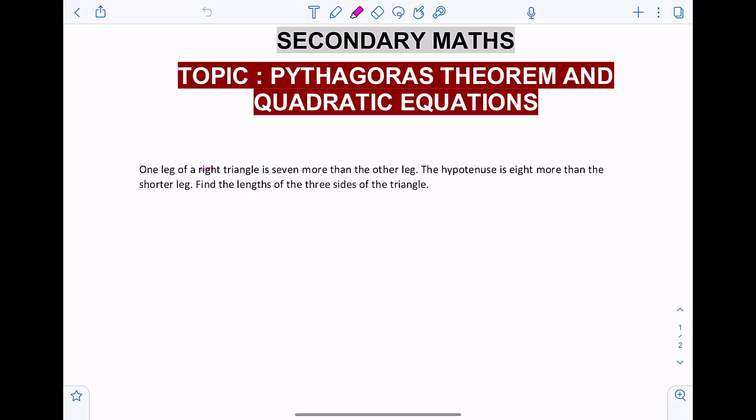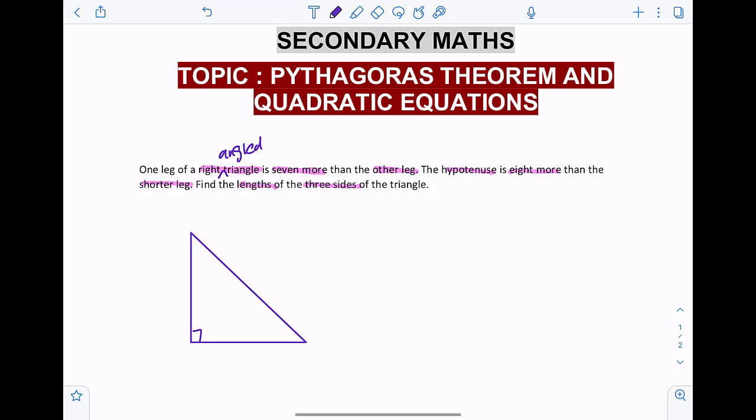One leg of a right angled triangle is 7 more than the other leg. The hypotenuse is 8 more than the shorter leg. Find the length of the 3 sides of the triangle. Now this is actually a right angled triangle. Okay, so let's draw the triangle out.